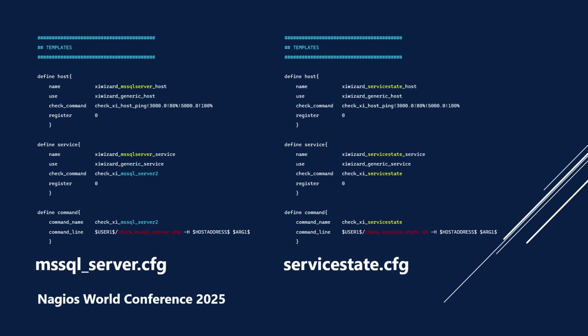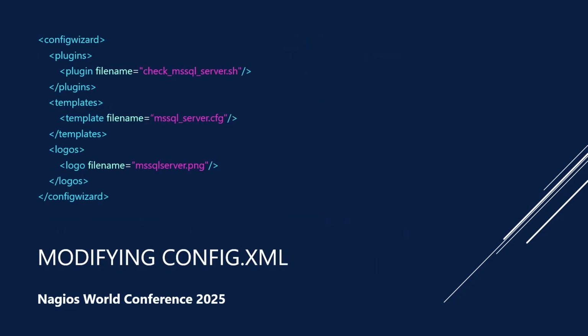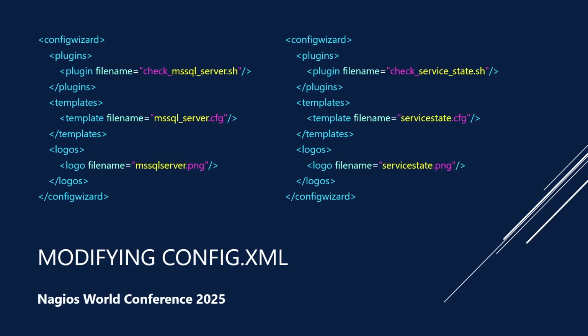So the plugin name is defined in the command. I named it check service state instead of MS SQL server, and so on. This is the config file I also ended up copying over because the DHCP config file only had the logo in it. And we also need to list the template file and the plugin. So this is how it was modified then.